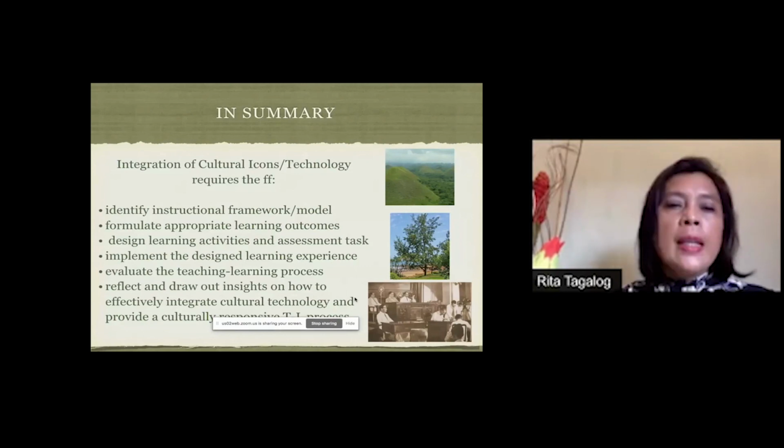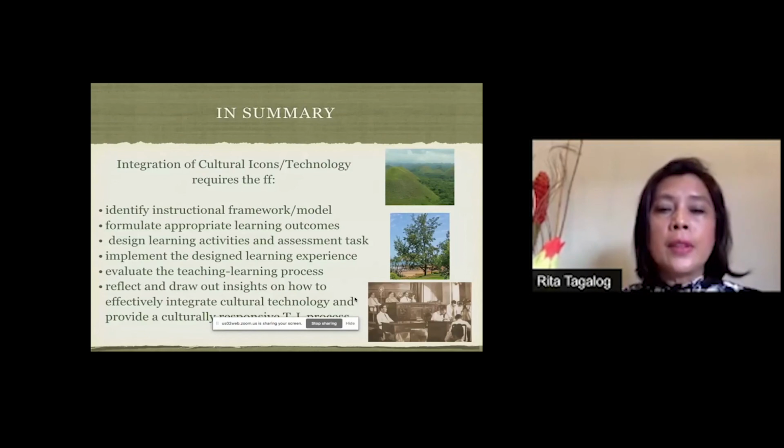Next is to design learning activities and assessment tasks. Of course, these are dependent on the appropriateness of the learning outcomes. Implement the designed learning experience, evaluate the teaching learning process, reflect. What is important is we reflect and draw out insights on how to effectively integrate cultural icons or technology and provide a culturally responsive teaching learning process.